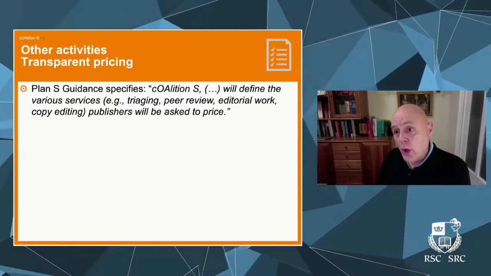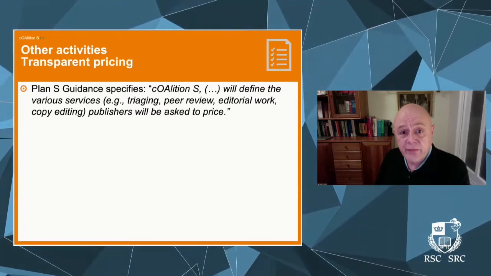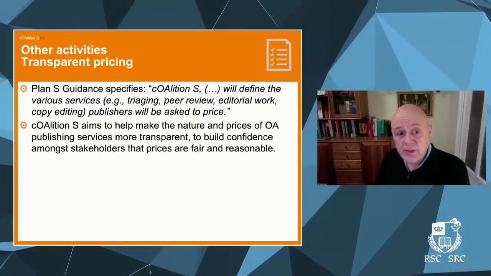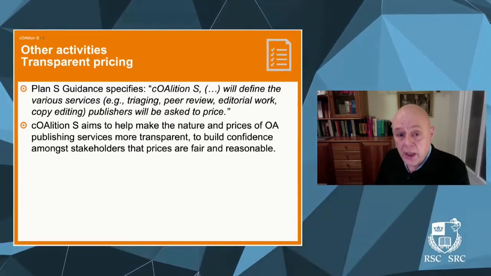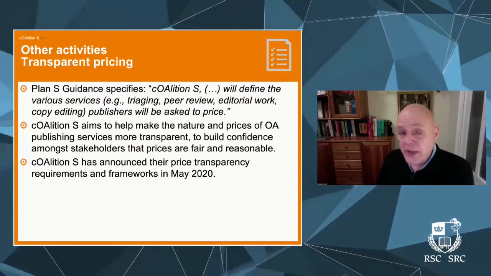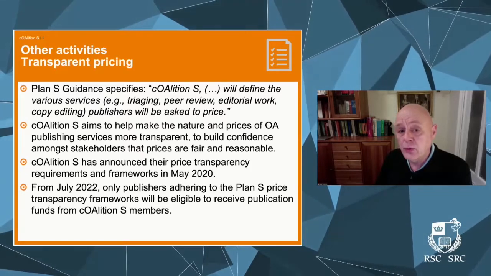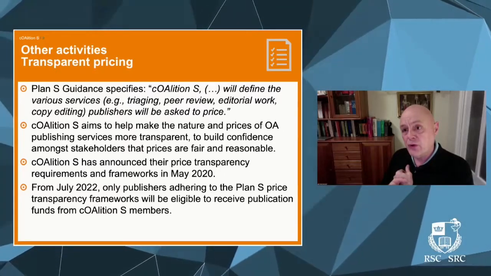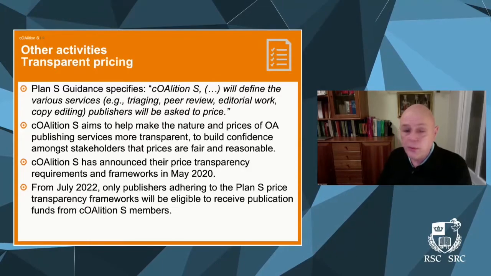Now, we also have other activities on the roster. Planned guest guidance specifies that we want transparency in pricing. We want transparency because, of course, this will allow more competition and will allow all stakeholders to see that prices are fair and reasonable. We have announced price transparency requirements in May 2020, and as of July 2022, only publishers that adhere to this plan as transparency frameworks will receive funding for the publisher. So we will ask publishers to provide more insight into the prices that they charge.